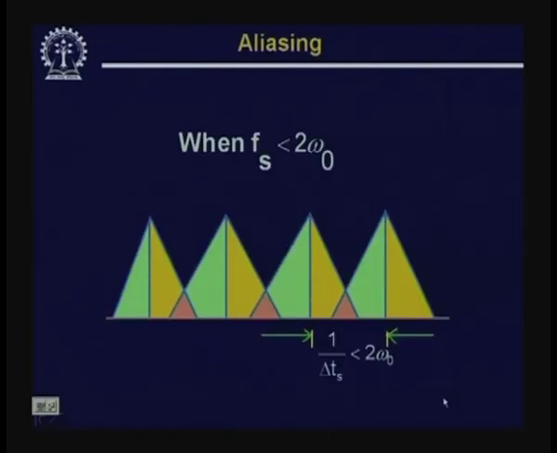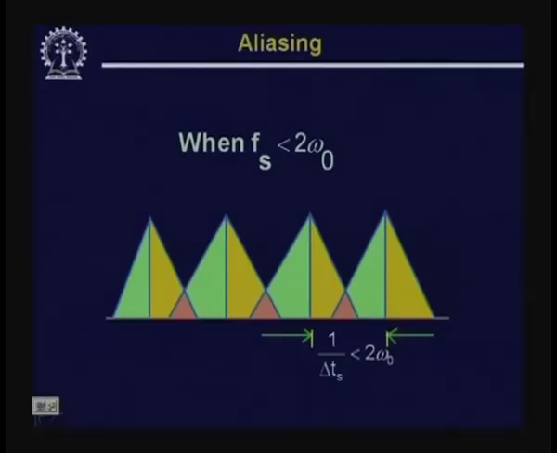Now, what happens if the sampling frequency is less than twice omega naught? In that case, as shown in this figure, the subsequent frequency bands after sampling overlap, and because of this overlapping, a single frequency band cannot be extracted using any low pass filter. As a result, after low pass filtering, the reconstructed signal is a distorted signal, not the original signal, and this effect is known as aliasing.